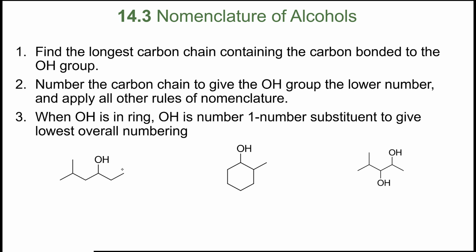So first we're going to find the longest chain with the alcohol. Here's our longest carbon chain. The alcohol is going to get the lowest numbering, so this is 3. We have a methyl group at 5, so this will be 5-methyl-3-hexanol.